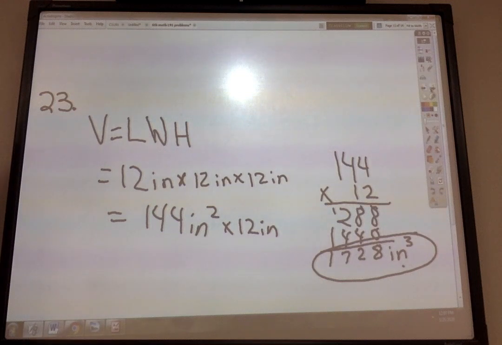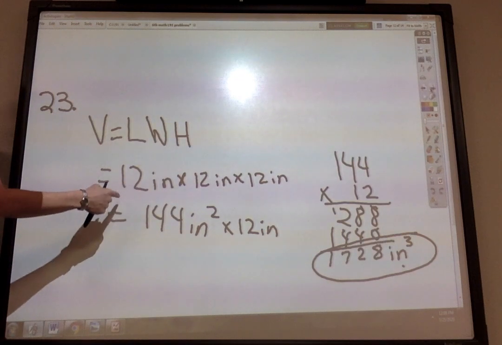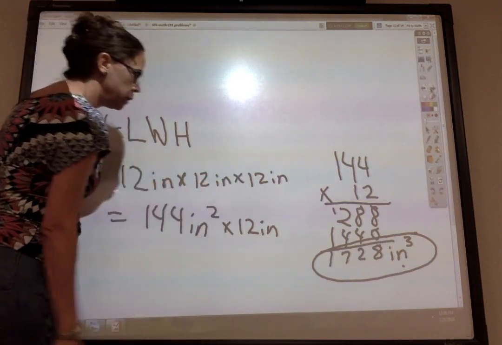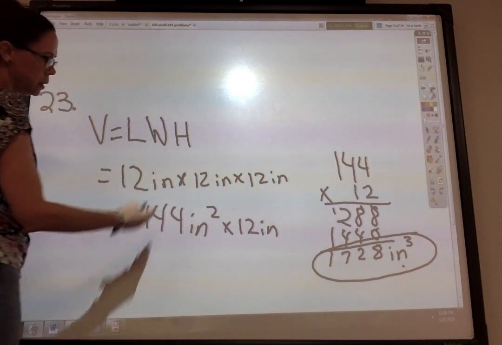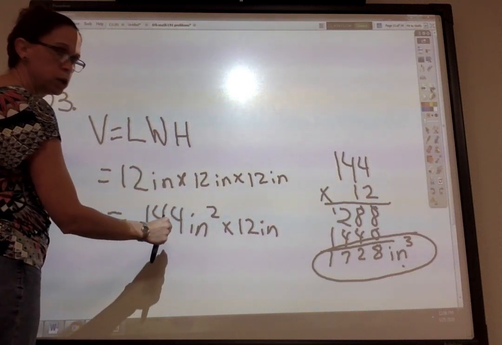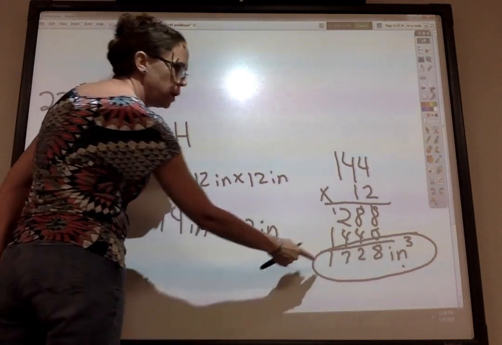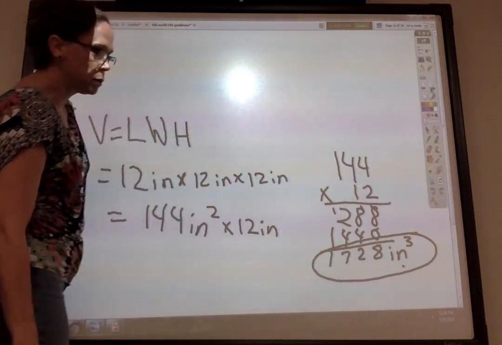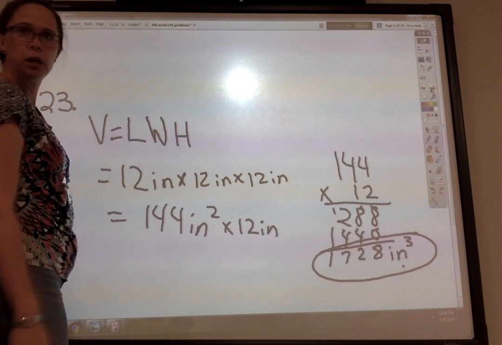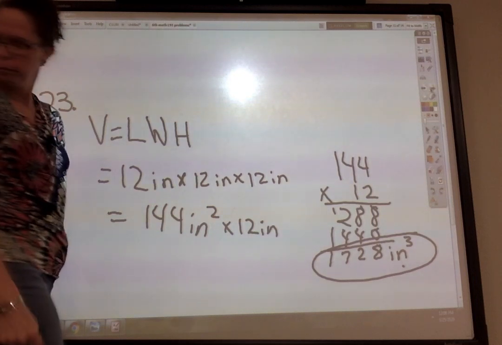Next, they want to know volume. They show you that cube in feet, but then they also show it to you in inches. They want the volume in cubic inches. So I'm going to use the inches part. 12 inches times 12 inches times 12 inches. I did my first two together. That gives me 144 inches squared. Times another 12 inches. My final answer is 1,728 inches cubed.